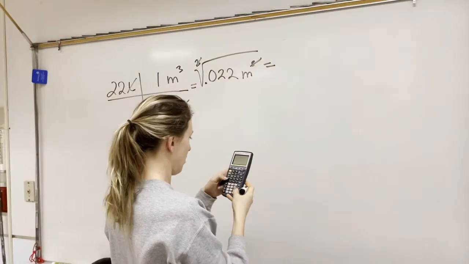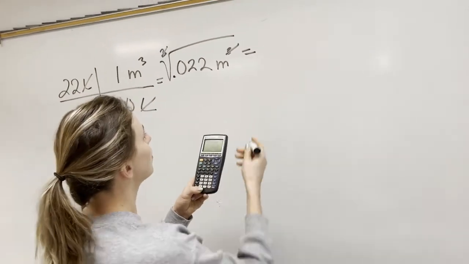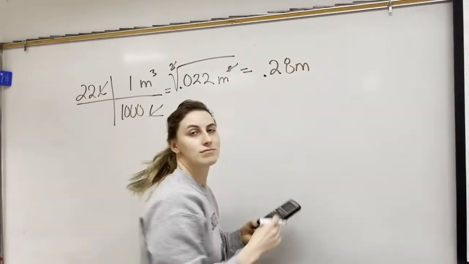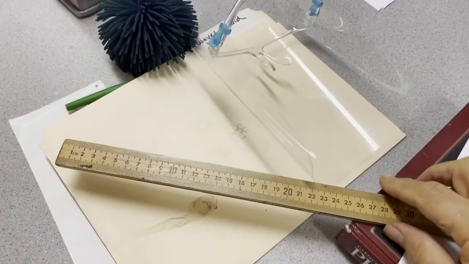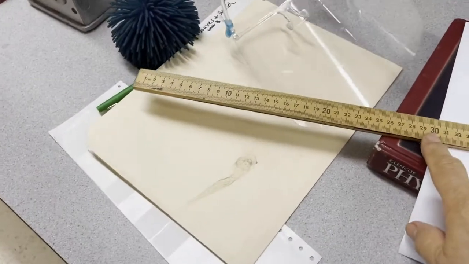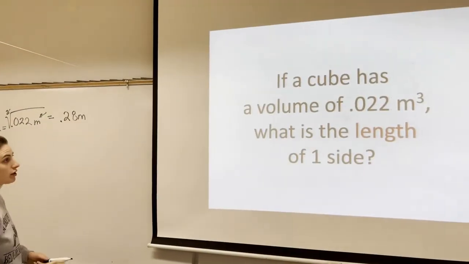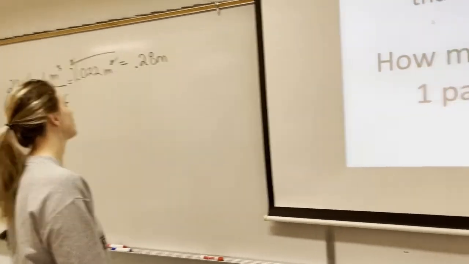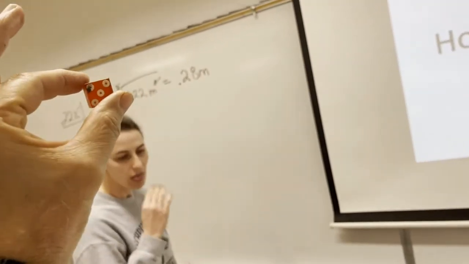Okay, so that's that math button for 0.022. Okay, I get 0.28 meters. So that's 28 centimeters. That's this long right here. Okay. So that cube has a length of 0.28 meters, or 28 centimeters. That's the length of one side. That's a big cube.